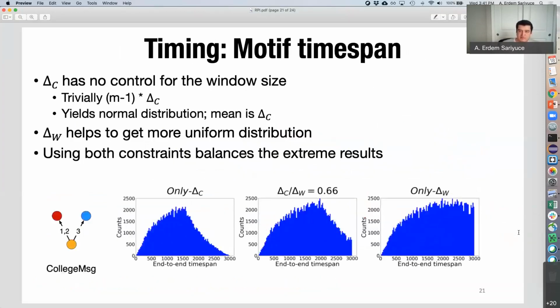The other side of the medallion is what if you look at the motif time span. We put this upper bound, but we don't put any lower bound, and we don't know how many of the motifs just occur in 10 seconds if we define the delta W as 10 seconds, or maybe some of them finish way earlier. But that's what we checked here. The delta W puts an explicit bound for that, and delta C also does that, but in a more implicit way by this n-1 times delta C. The histograms basically tell us the only delta C always gives you this normal distribution where the mean is the delta C, and the only delta W gives you more uniform things where the second part is equally likely to happen across a larger span. And using both constraints again helps to balance the extreme results in those two cases.